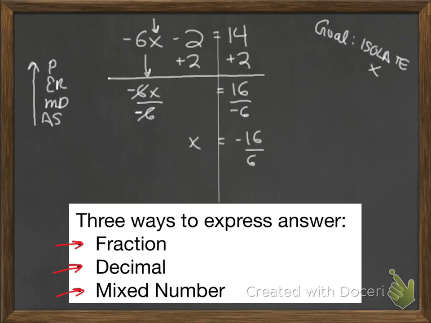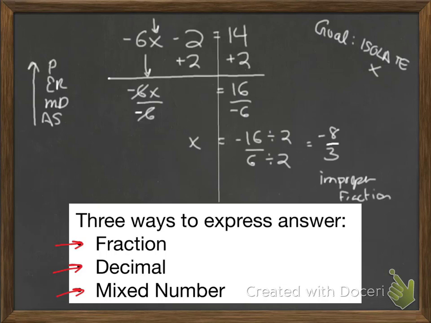So if we want it as a fraction, we always have to reduce it. So this is not fully reduced. Both numbers are still divisible by 2. So I can rewrite this as negative 8 over 3. So this is what is called an improper fraction.